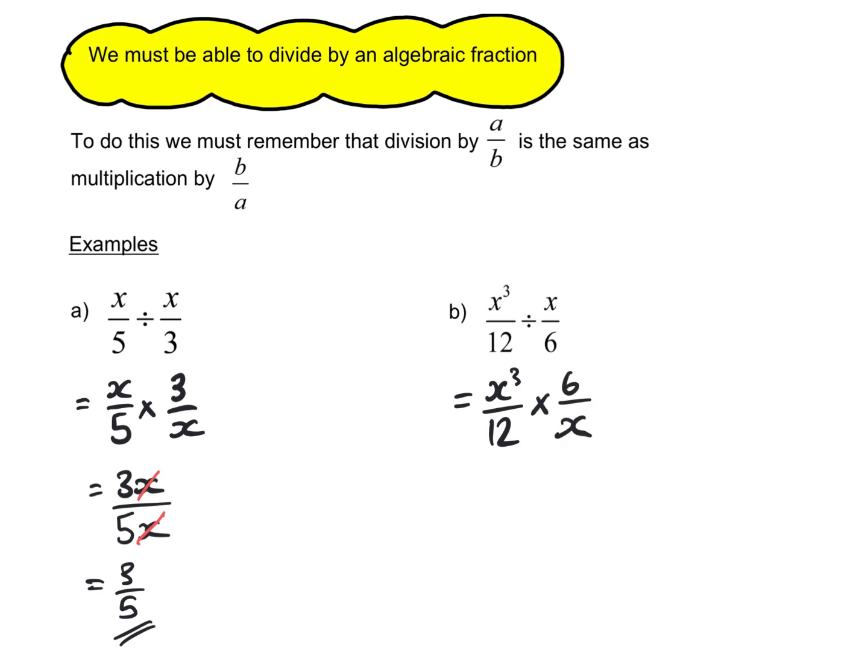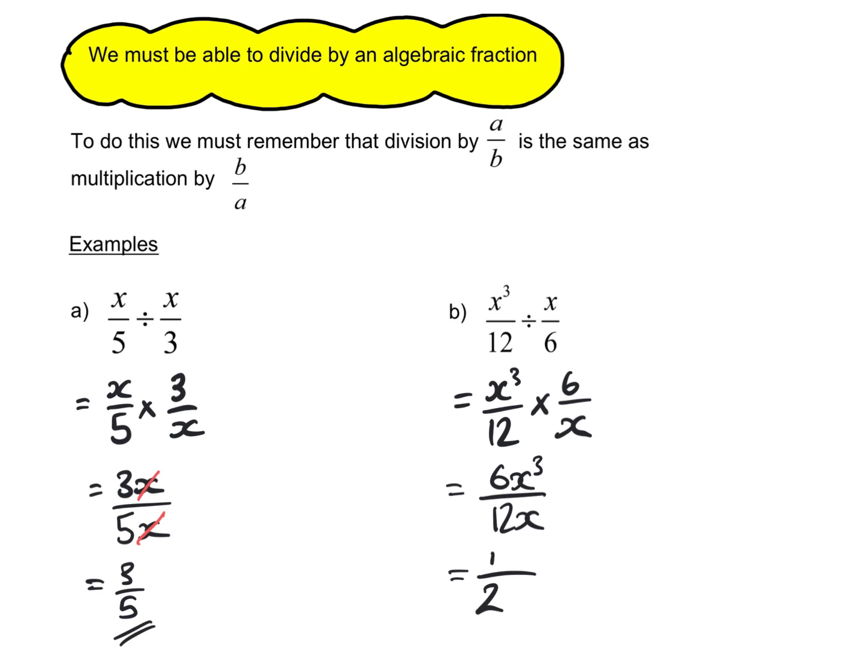And as soon as I've done that, it just becomes like the multiplication problems we can already do. So 6 times x cubed is just 6x cubed. And on the bottom, 12 times x is just 12x. And then we need to see if we can simplify. Now, 6 over 12 will simplify, both in the 6 times table, so divide them both by 6, and we'll end up with 1 over 2. So that will simplify down to a half.